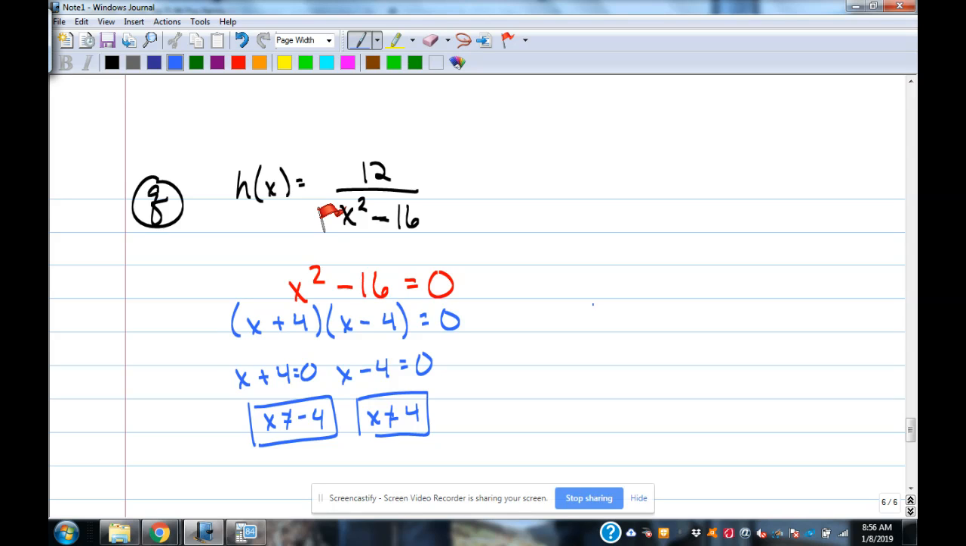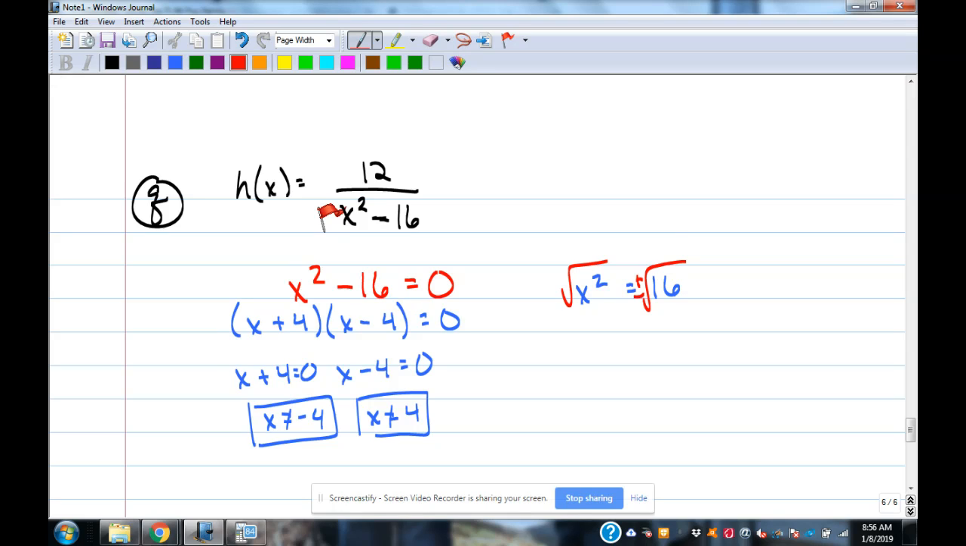Add 16s to both sides and get x squared equals 16, and then do what? Square root. Don't forget the plus or minus. If you're going to use square roots, you've got to have the plus or minus. Those are two of the quickest ways to solve that one.